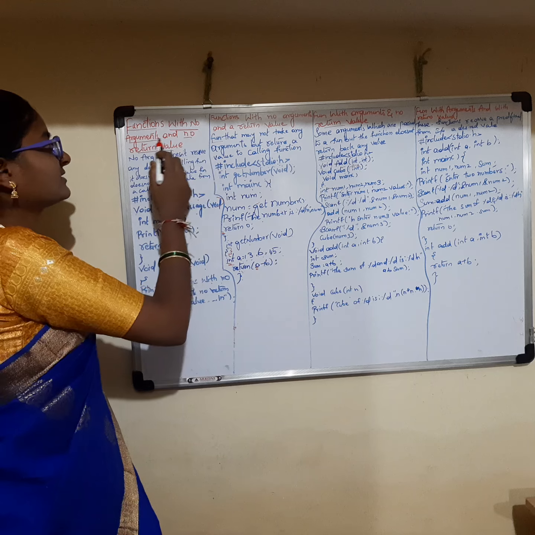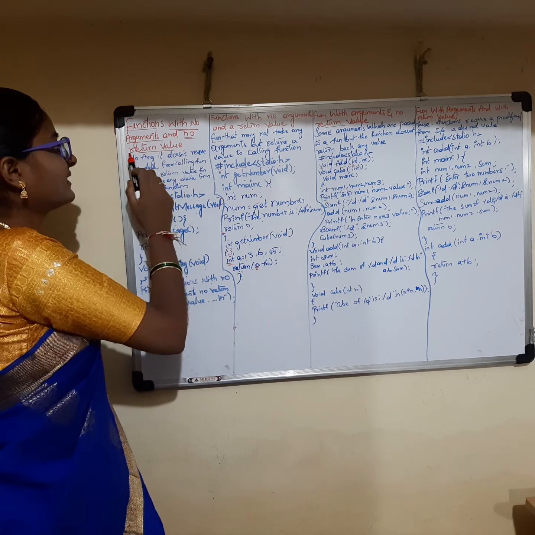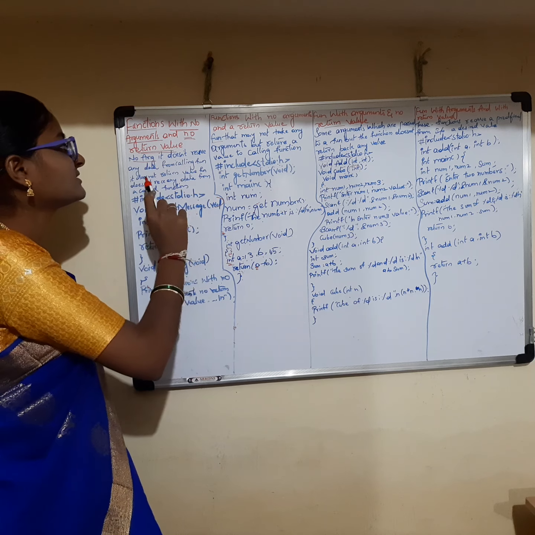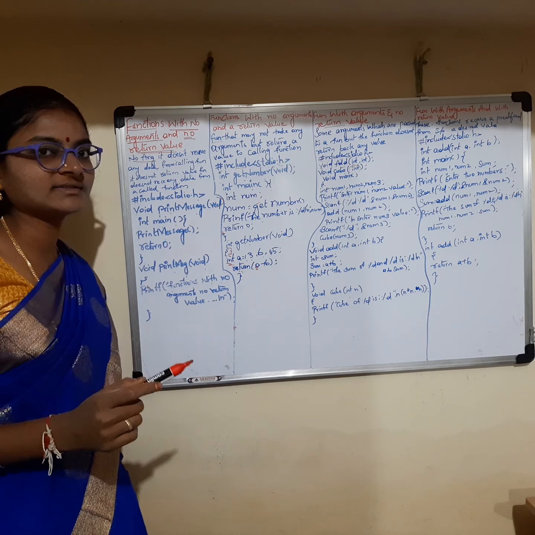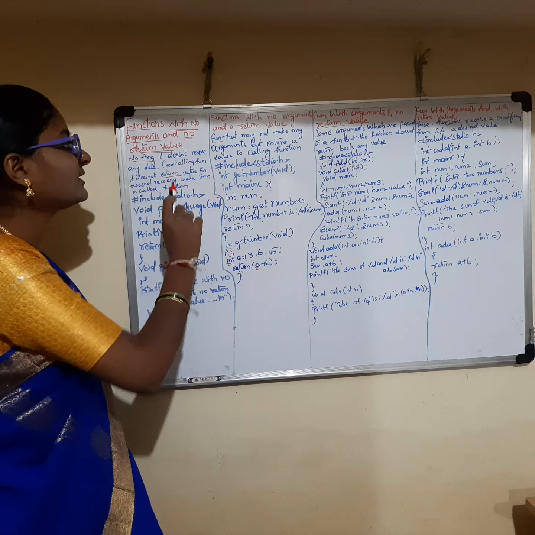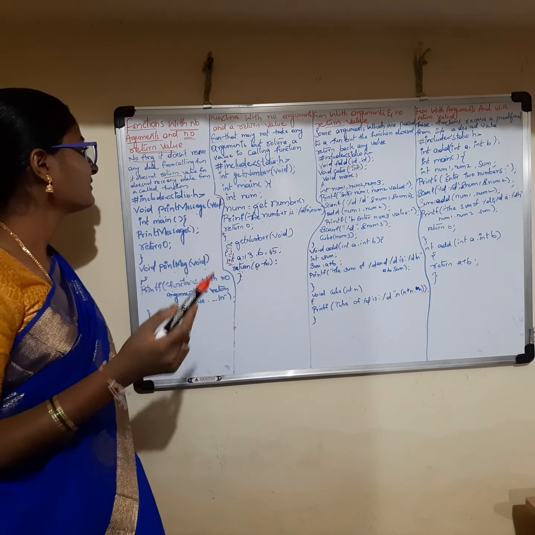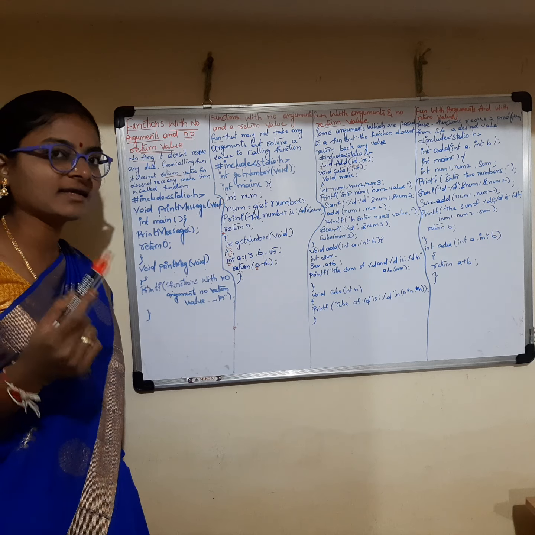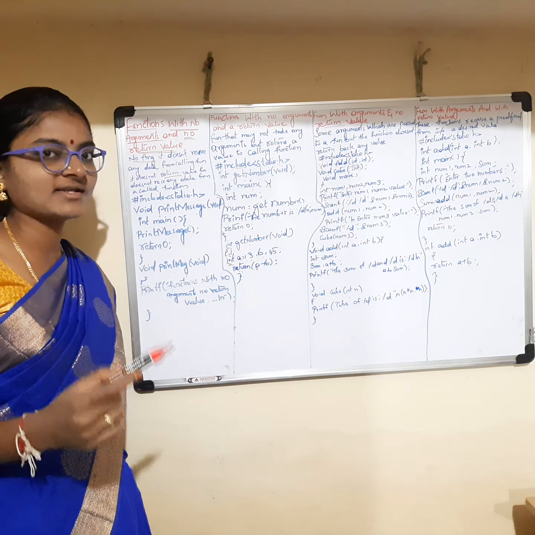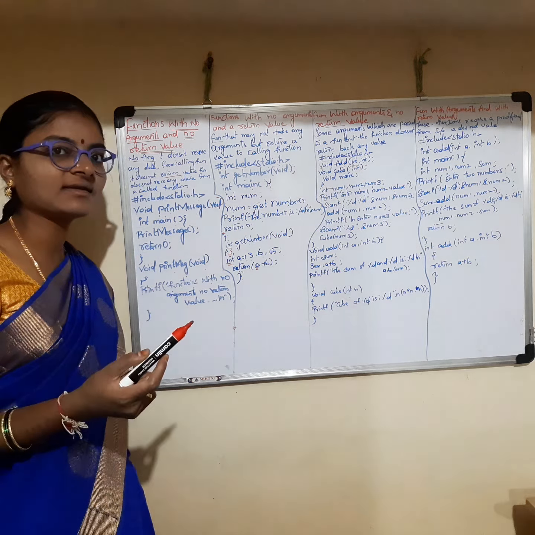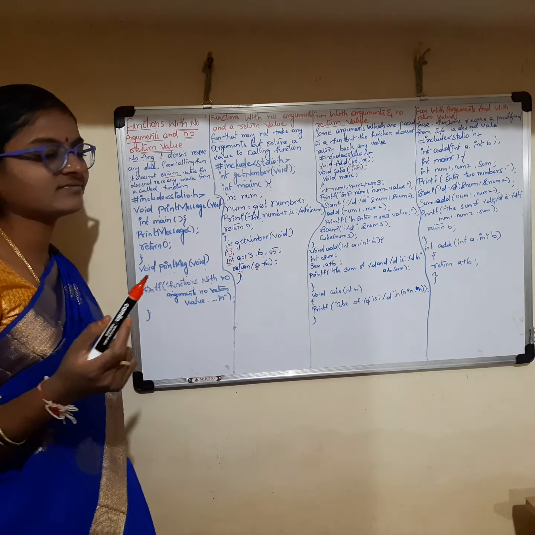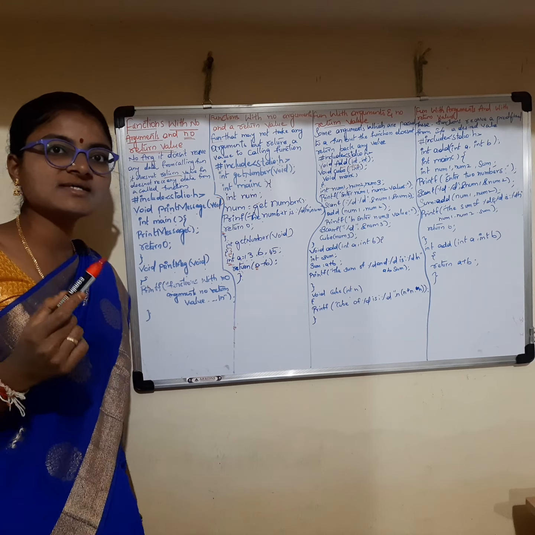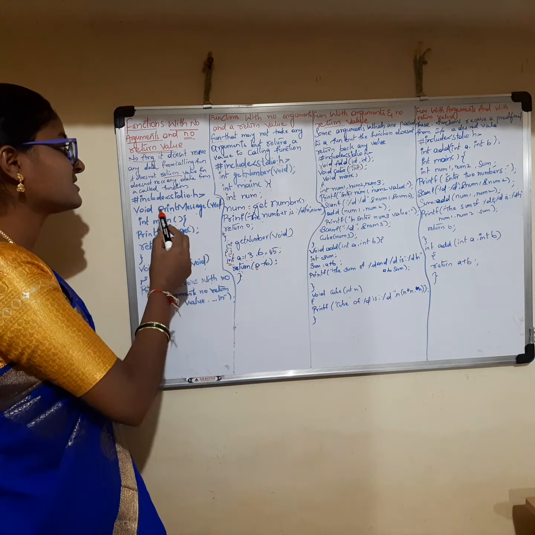Functions with no arguments and no return value, which means that it does not receive any data from the calling function, and it does not return a value to the called function. It will not take arguments from the calling function, and it does not return a value. This is known as a function with no arguments and no return value. And we will see a program.